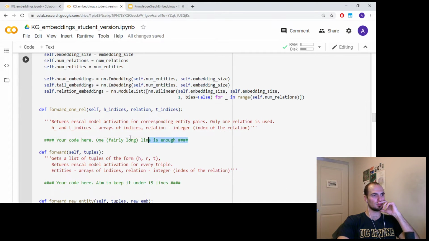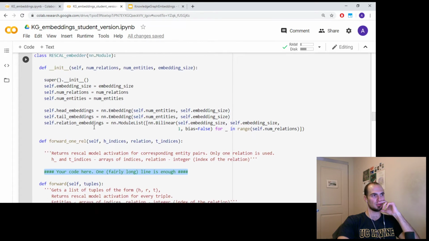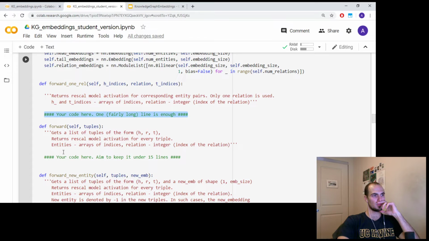All right, so let's try to code up the forward function. Those are the key ones that we need to really make this model work. I separated it into two, though it's not really necessary. So let's see what the specification of the forward function is. It just gets a list of tuples in this form, and it wants to return this Rescal model activation for every triple or every tuple. Entities, those H and T, are just indices, and the relation is also an integer.